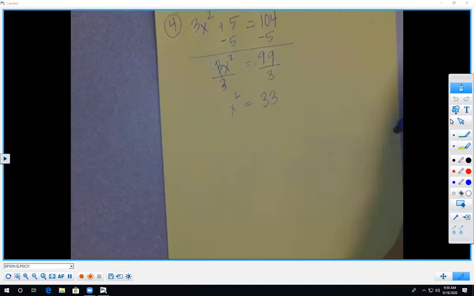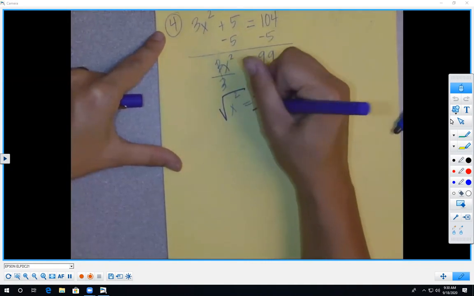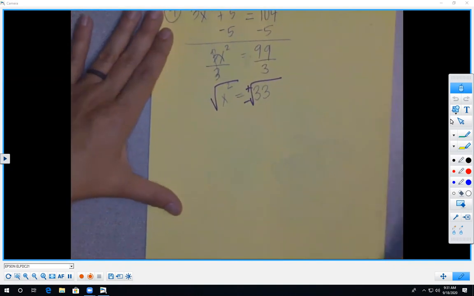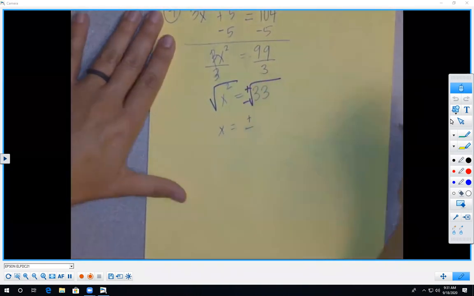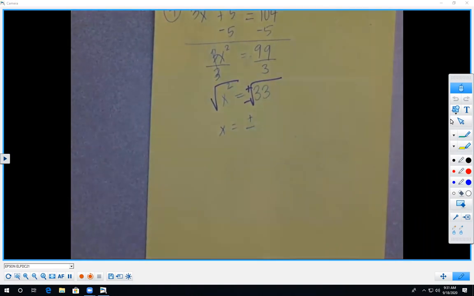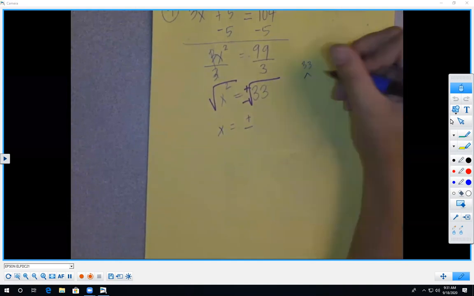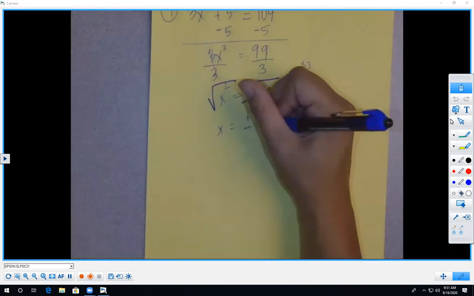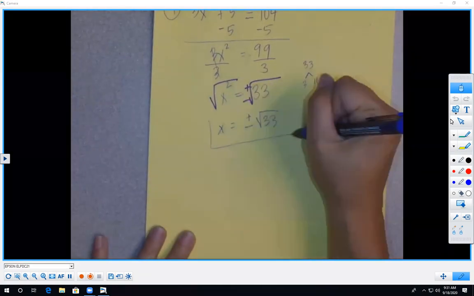How do I solve for x now? Square root, don't forget your plus or minus. So the square root of x squared is just x equals plus or minus. Can I take the square root of 33? No, if I break 33 down, what two numbers do I get? 3 times 11, can I pull anything out there? Nope, so it's just the square root of 33, and that's your answer.